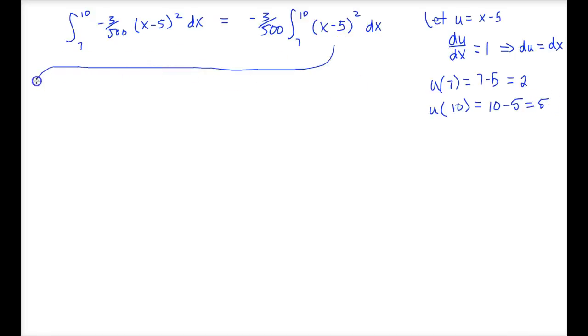So now what this means here is that when we find this out, we're actually going to have -3/500 of the integral of u of 7 to u of 10. Wrote that incorrectly. And now, instead of writing x minus 5, we just write u and then squared. And of course, du is the same thing as dx, so we just write that as du.